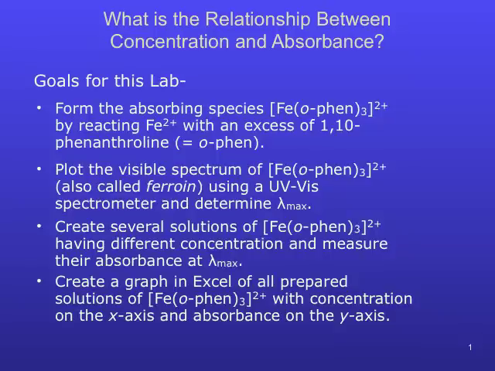You will then write a short experimental procedure detailing how you will create 4 more solutions from the stock solution, so you have a set of 5 solutions all containing different concentrations of ferroin. You will then measure the absorbance of each of these 5 solutions at lambda max and graph the results in Excel.